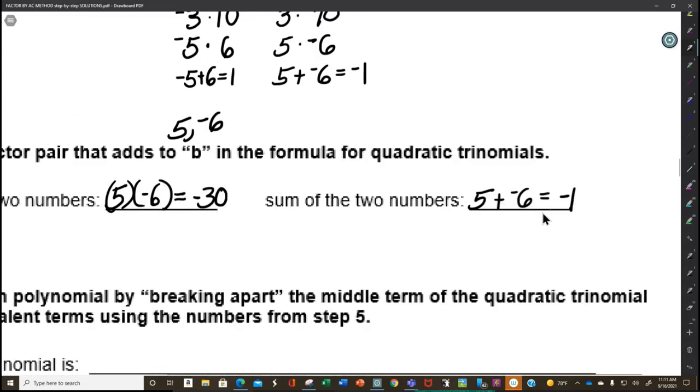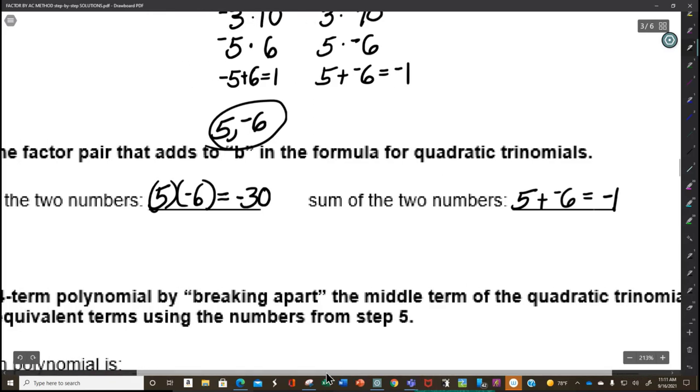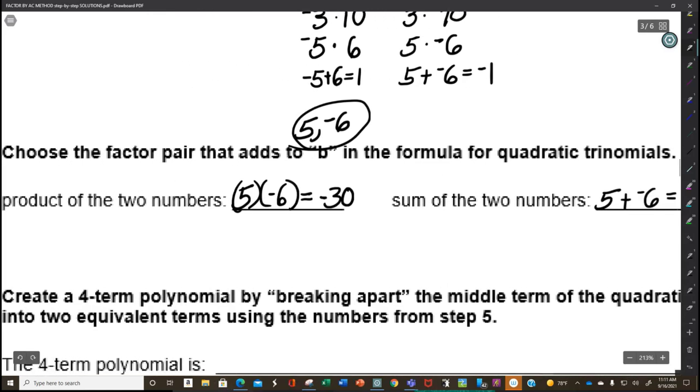All right, now I know what my two numbers are. Yay! Yay for me. You're allowed to clap for yourself. Pat yourself on the back. It feels good. Unless you have a sunburn.